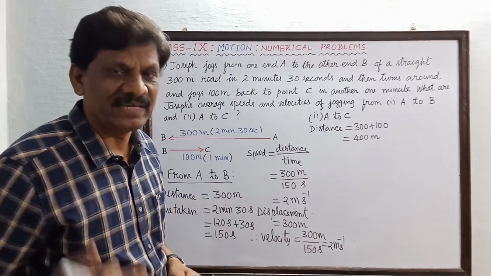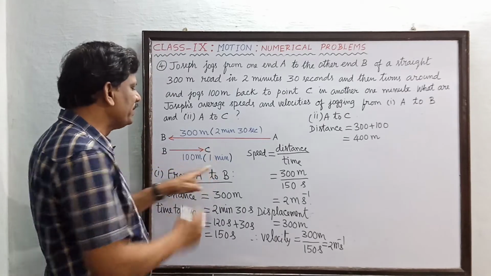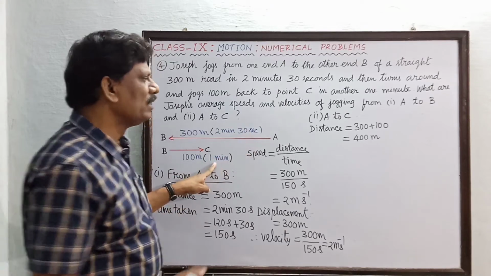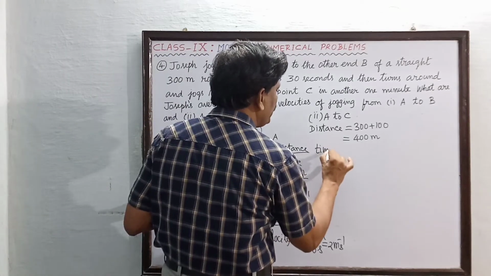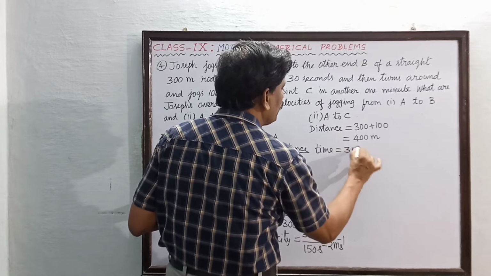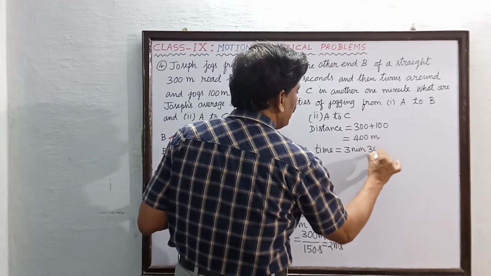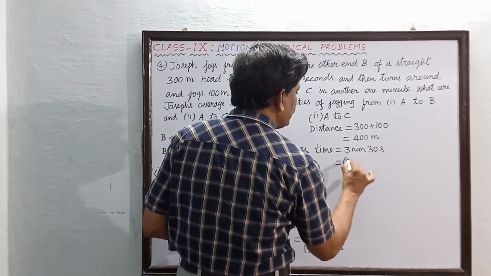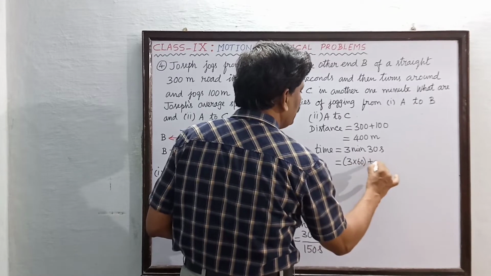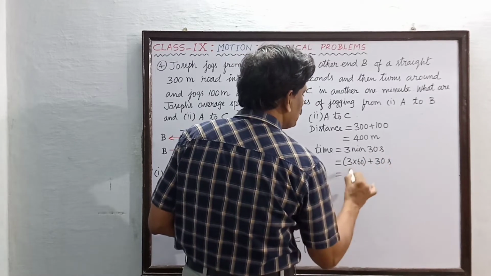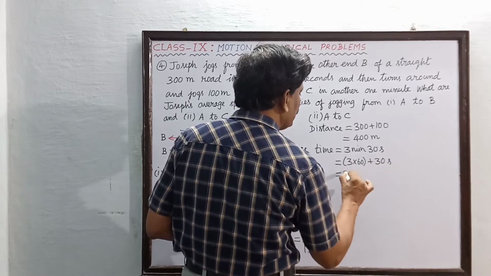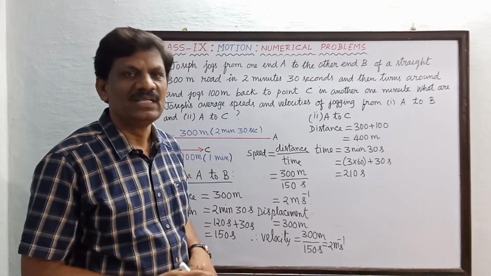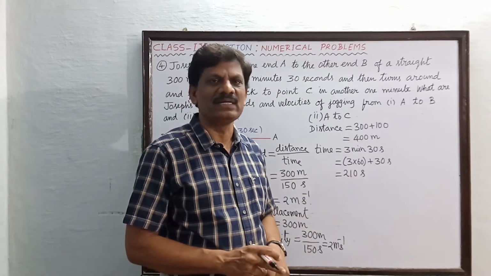What is the additional time? Extra time taken for this movement from B to C is 1 minute. Already 2 minutes 30 seconds. Now additional 1 minute. So the time taken must be equal to how much? 3 minutes and 30 seconds. 3 minutes is how much? 3 into 60. So this is 3 into 60 plus 30 seconds. So this is 180. 180 plus 30 is 210 seconds. Understand? 210 seconds total time.